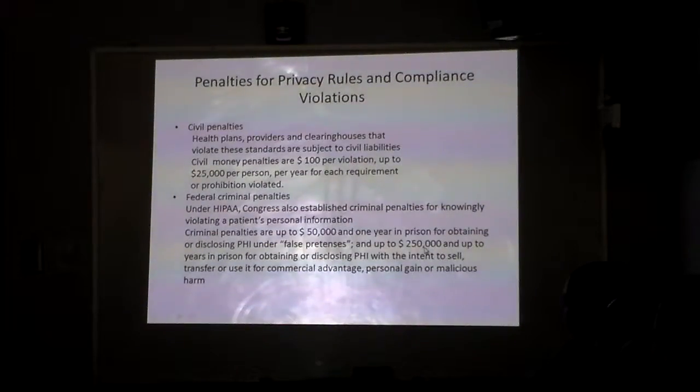So the penalty can be from $100 all the way to $25,000 per person. So if you're individually found guilty of a HIPAA violation, it can be anywhere from $100 to $25,000. If a facility is found guilty, it can be up to $250,000 per violation.